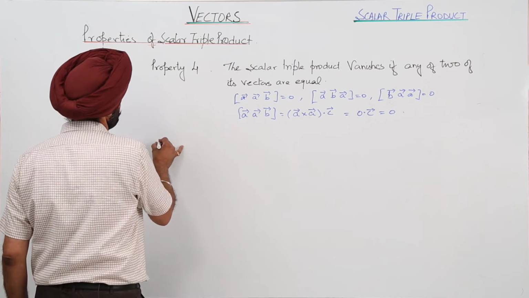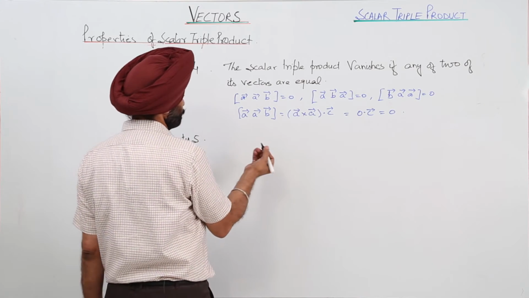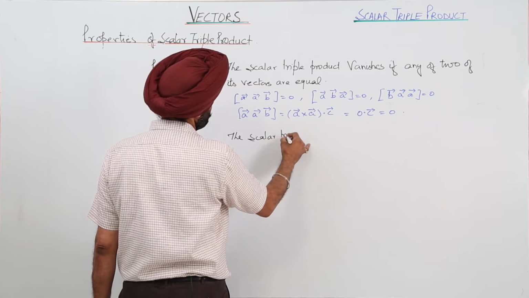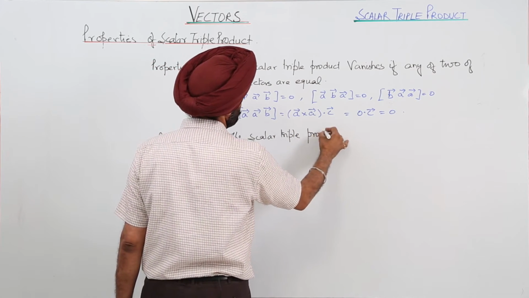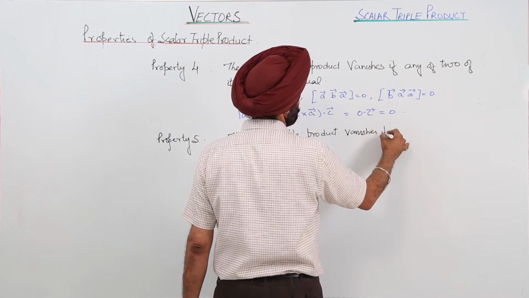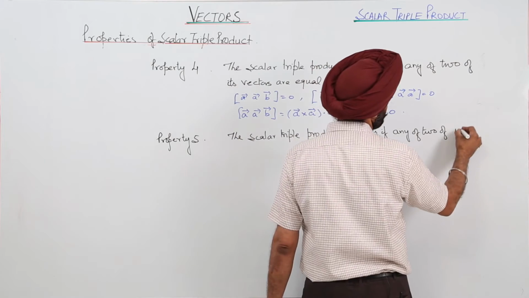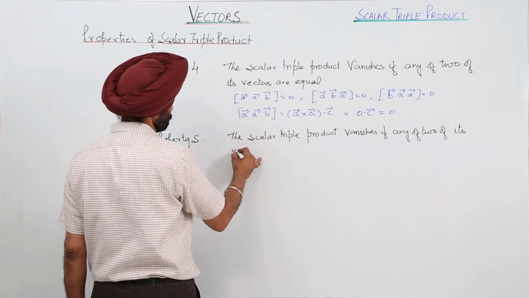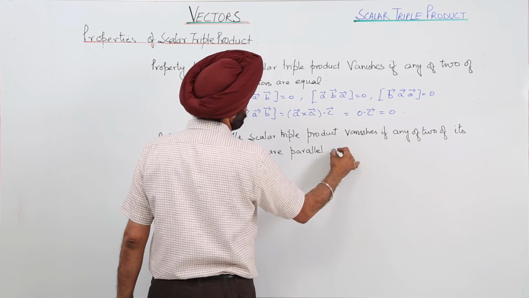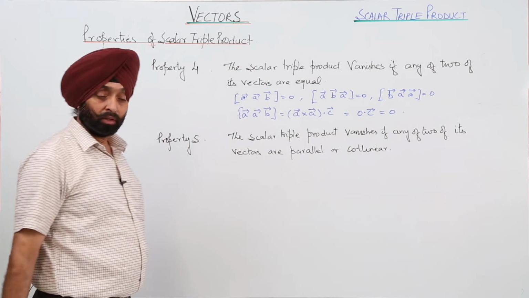Property 5. Now, the scalar triple product vanishes if any of two of its vectors are parallel or collinear. Now how it will be?